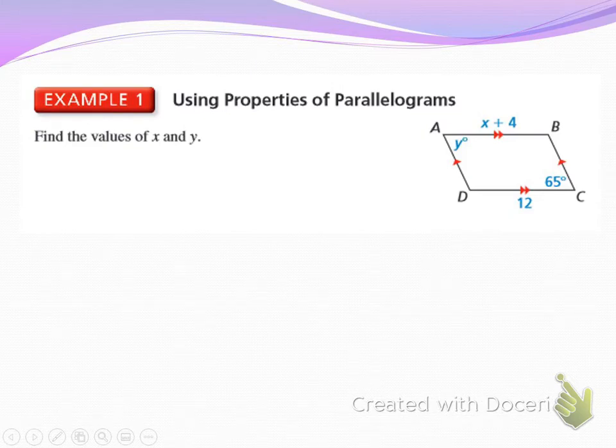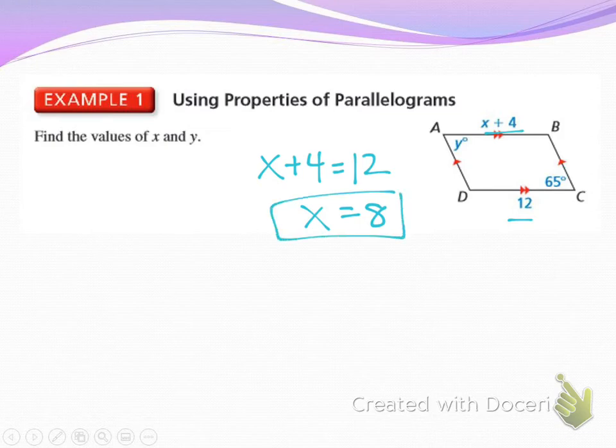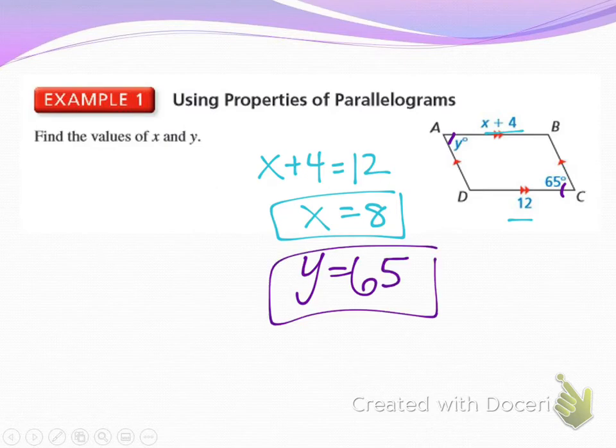I think we're ready, right? So x, is it a side, an angle, or a diagonal? Side. It's a side, so it equaled, right? So what do we get for x? We're on the one on the top. You know the one at the top of the page? Yes, okay. All right, and then y, is it a side, an angle, or a diagonal? It is an angle. They gave you the opposite angle, which means that they are equal to each other, congruent.